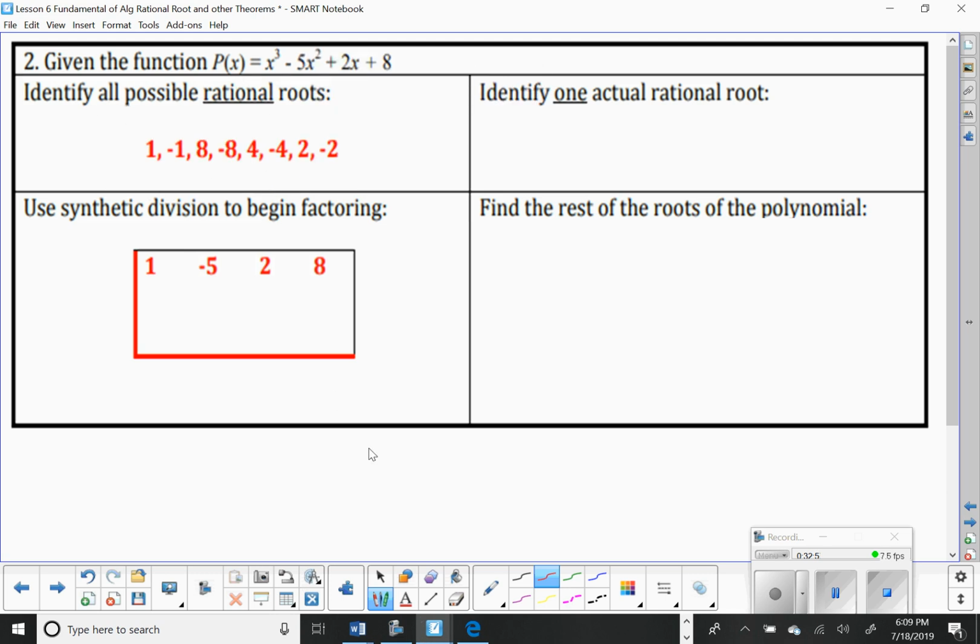Here are all of our possible rational roots. Remember, you had p over q. Now, identify one actual rational root. Use synthetic division to begin factoring, because even if I use my calculator, that only gives me one root. That doesn't give me the rest of it.